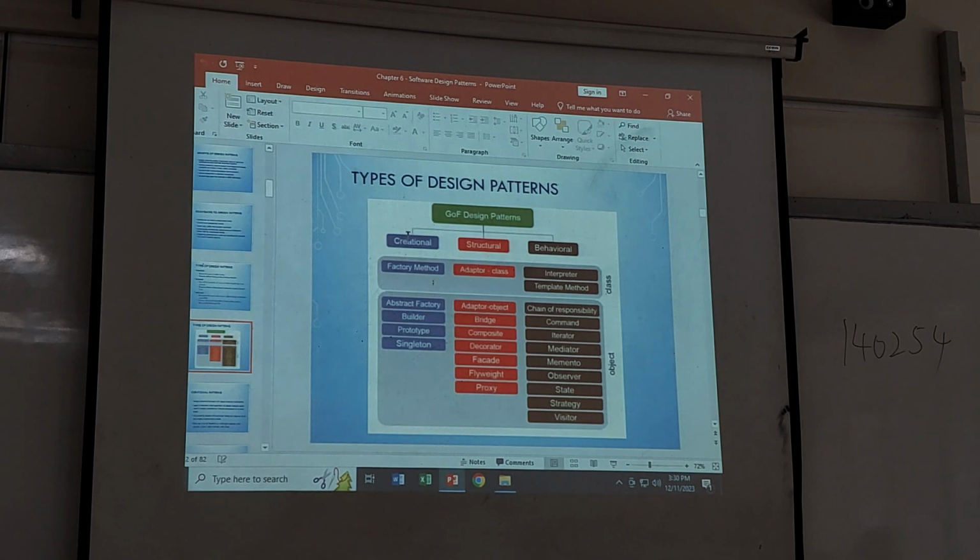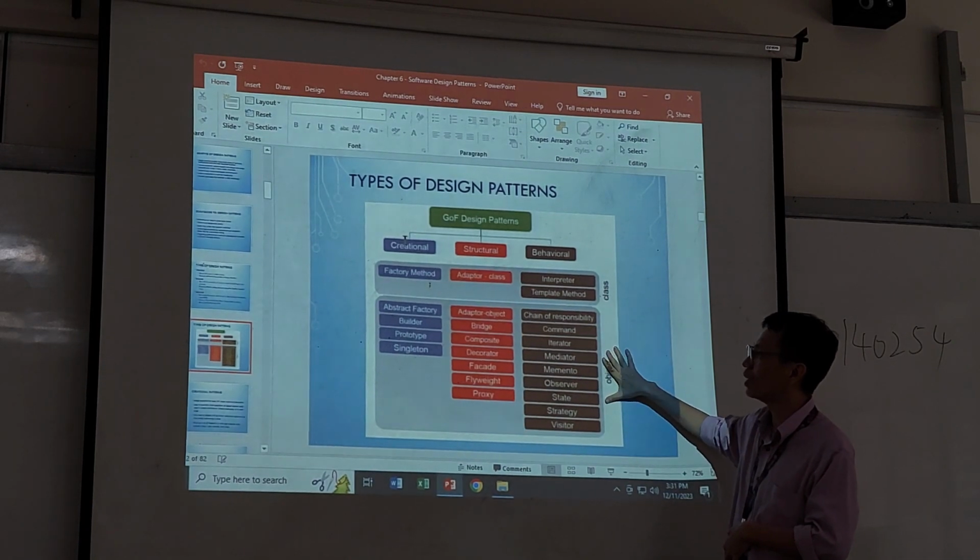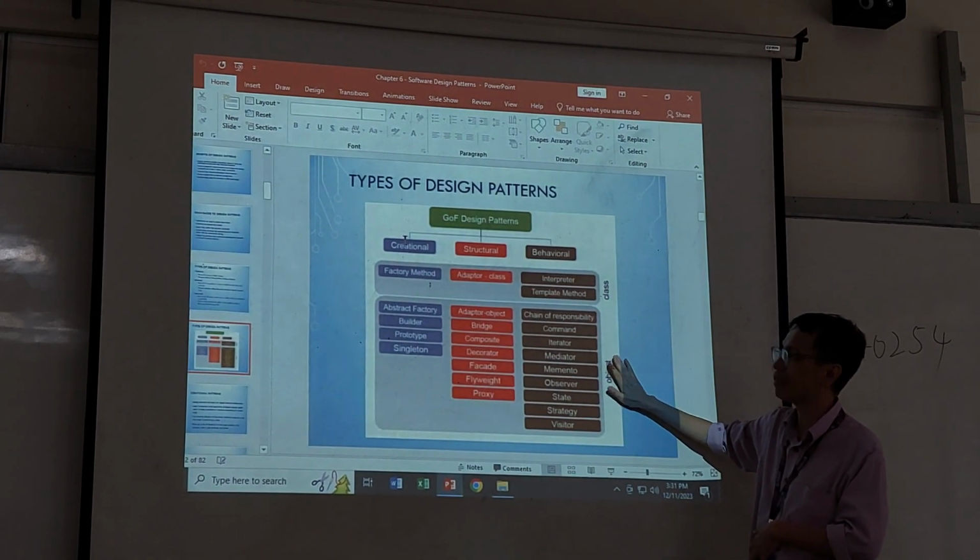This is the type of pattern shown in a hierarchical format. Okay, you can see the first one here, the upper class here. This one is more on the class. This one is more on the object. Okay, this is the third system.